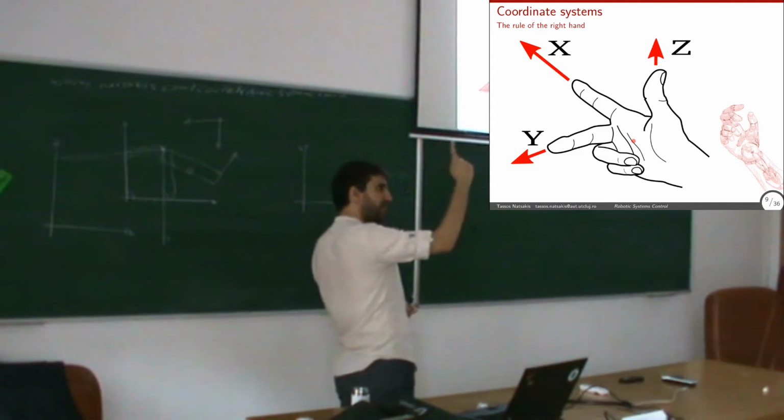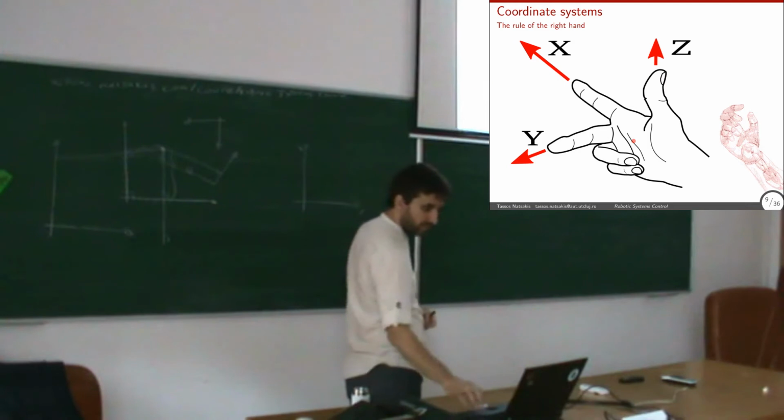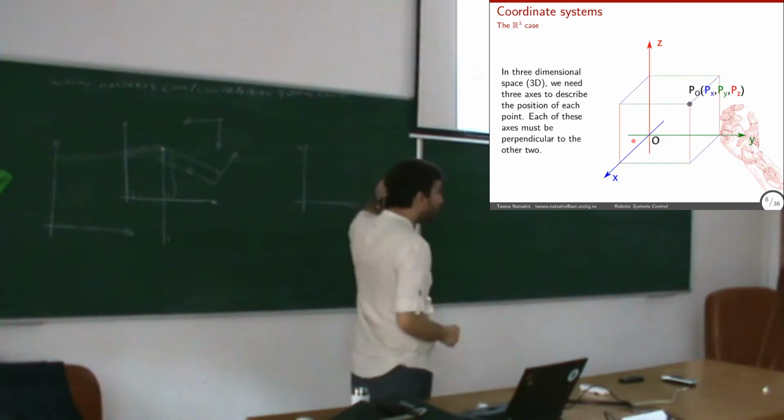If X points upwards and Y towards the board, then Z has to point towards them. Okay, you can see it here as well. I hope I made it correct.